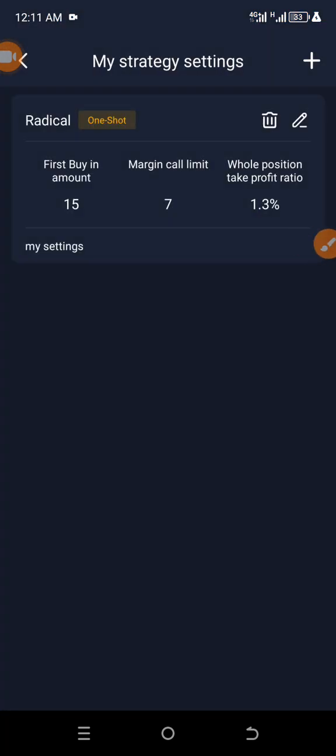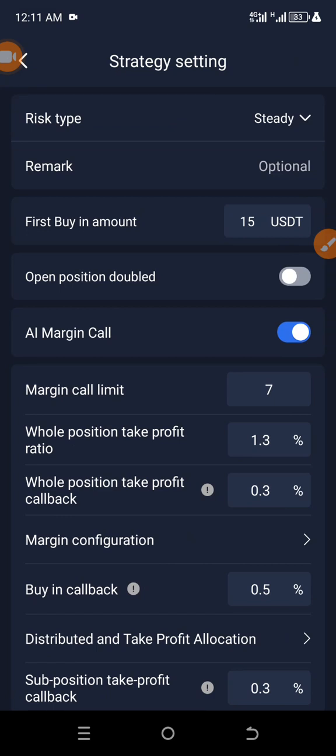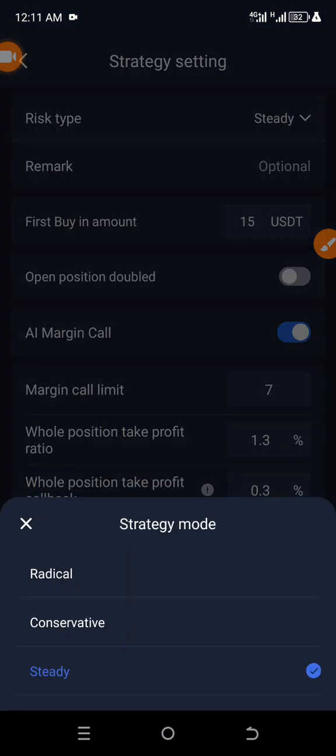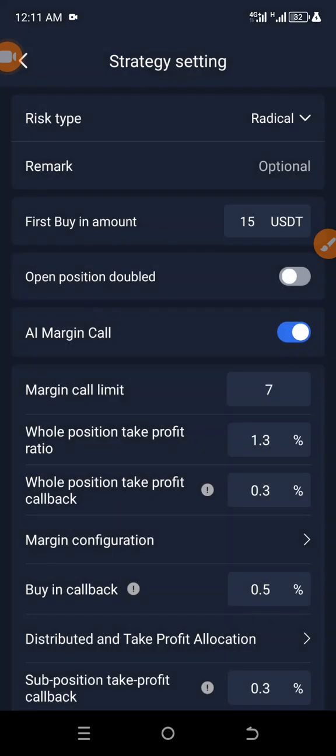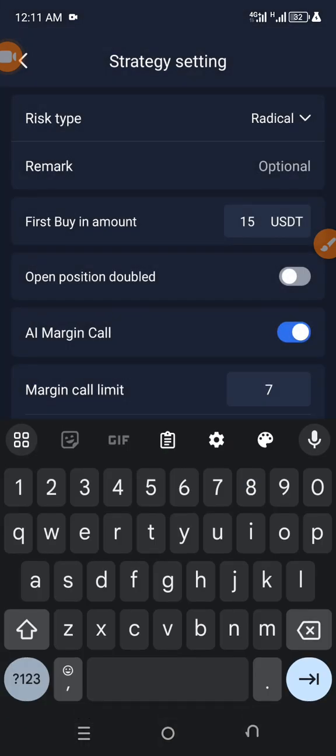You click on it and then you realize that I have added a strategy. Now you come and add yours. So you click on the plus. I'm sure you can see the plus on your right. Click on the plus. Now when you get here, that's what you have to do. You change Steady to Radical. Okay, you change it to what? To Radical. Click on Sure. Now for the option, you input my settings. Now the first buying amount, you can input the amount of money you want to use to start the trade. Let me say $50.